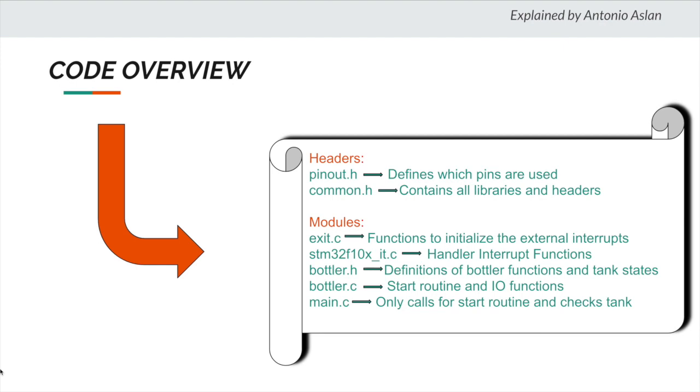The start routine and input-output functions are configured in the bottler module. The activation of actuators, the sensor reading, and 7-segment display refreshing functions are included here. Finally, in the main module, only the initialization routine and sensor reading functions are going to be used, as every other task is time-sensitive, so they are declared in the interrupt handler module.